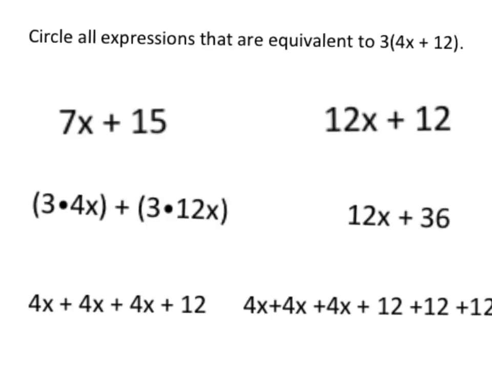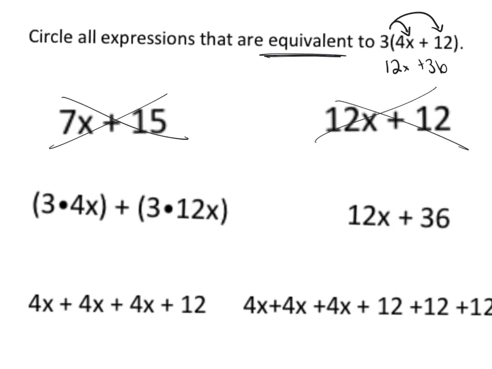So this is our last problem, which is super exciting. So this question is: circle all expressions that are equivalent to 3 parentheses 4x plus 12. So this is a distributive property here. So we are going to do 3 times 4, which is 12x, plus the 3 times 12, which is 36. Remember, when we are looking for equivalent expressions, that means when they are simplified, they are equal to the exact same amount. So 7x plus 15, that is not equivalent to 12x plus 36. Neither is 12x plus 12.